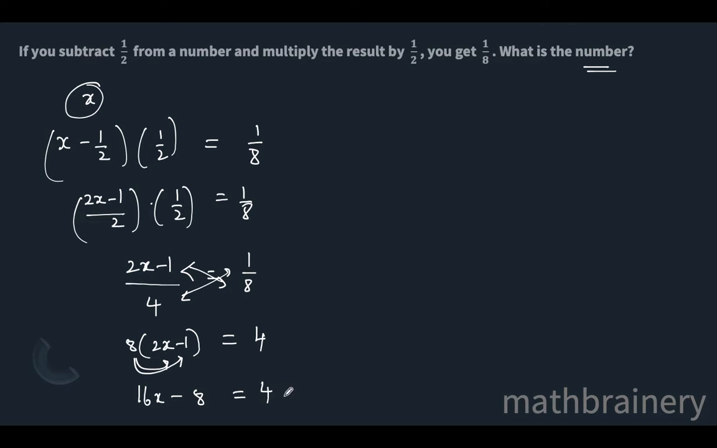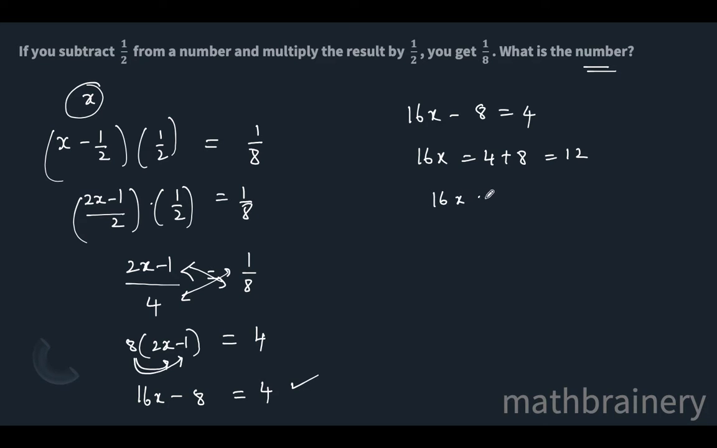8 times (2x minus 1) is 8 times 2x, which is 16x, minus 8 times 1, that is 8, is equal to 4. So what we have now? We have a linear equation in one variable. So the given word problem is now expressed as a linear equation in one variable. Now it is easier to solve. So you have 16x minus 8 is equal to 4. Let's transpose this 8 to RHS. You get 16x is equal to 4 plus 8, which is 12.